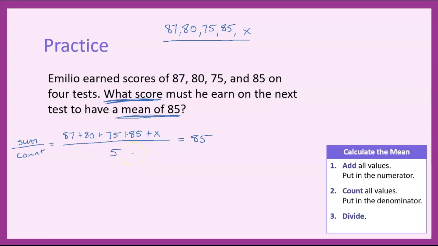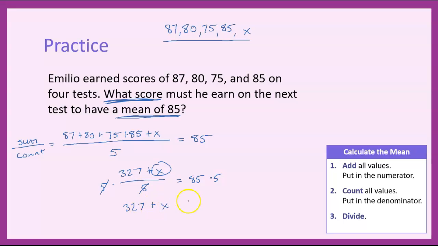So let's see, I'm going to get out my calculator and add these first four numbers together. 87 plus 80 plus 75 plus 85. I get 327 plus x. And everything else just comes with us. Now we're going to solve for x. So we get rid of the term that's further away. We multiply both sides by 5 because that's the inverse operation of divide.